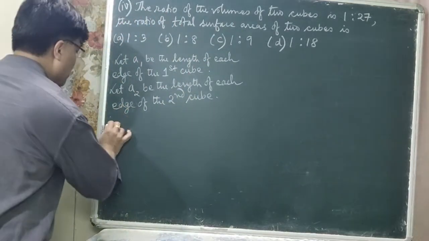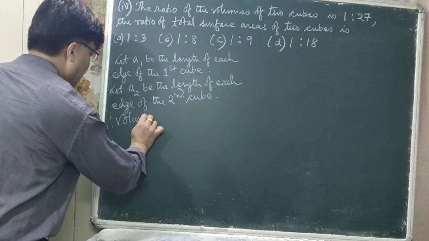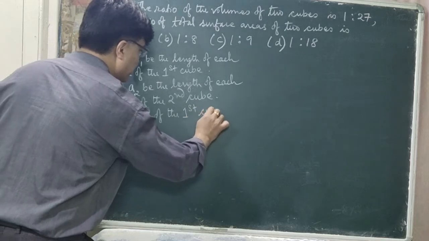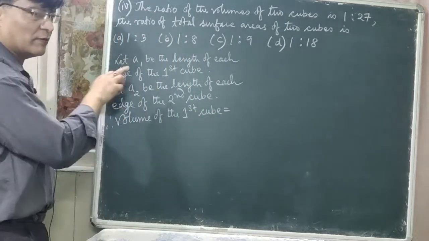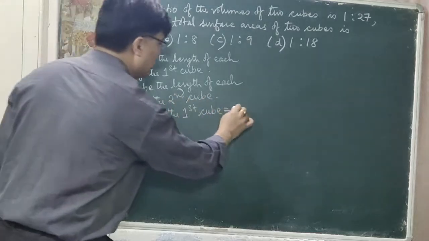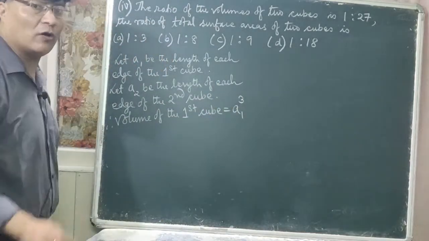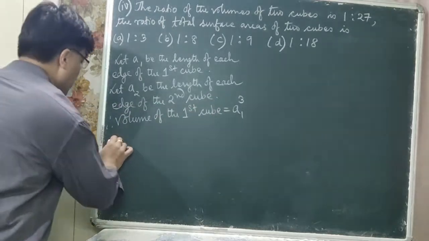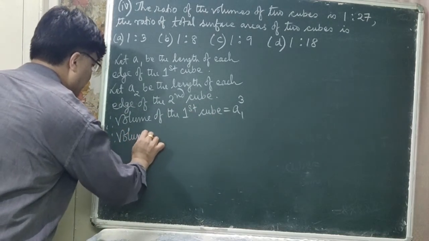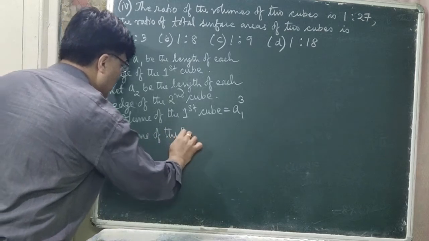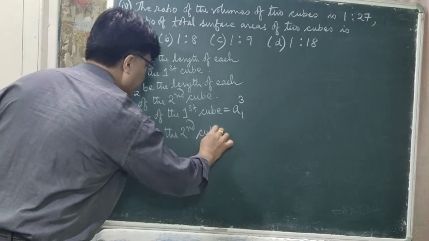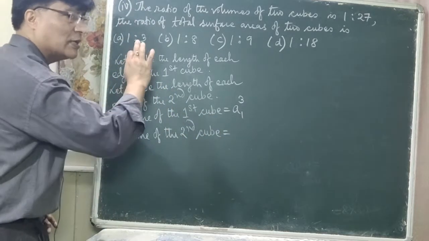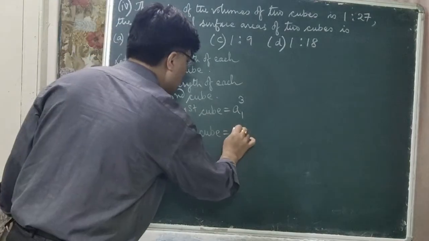So what is the volume of the first cube? What is the formula? A1 cube, isn't it? That is your side whole cube, or length of each edge whole cube. That is volume of the first cube is equal to A1 cube. So therefore volume of the second cube, what is the length of each edge of the second cube? It is A2. That means length of each edge whole cube will give you A2 whole cube.